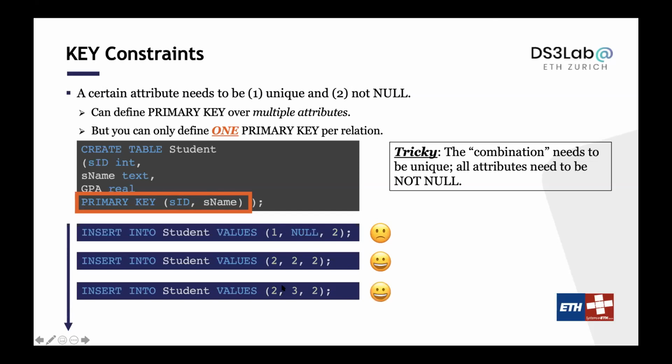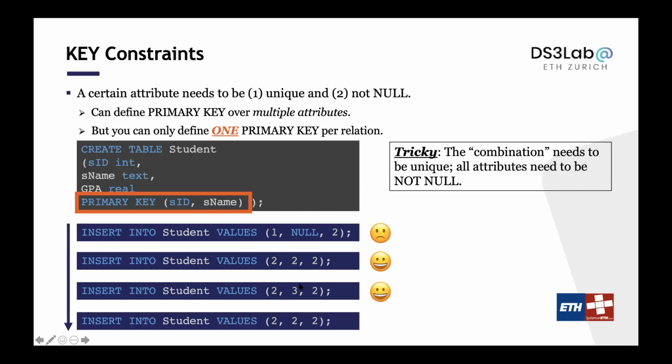It's going to check whether the combination is unique. So even though you have a student with the same ID equals 2, the combination 2 and 2, and 2 and 3 are unique. Therefore, if you do the third query, the database is going to be happy. And if you do this again, the database is not going to be happy, because the combination 2 and 2 happened before. This is what would happen with a primary key over multiple attributes.